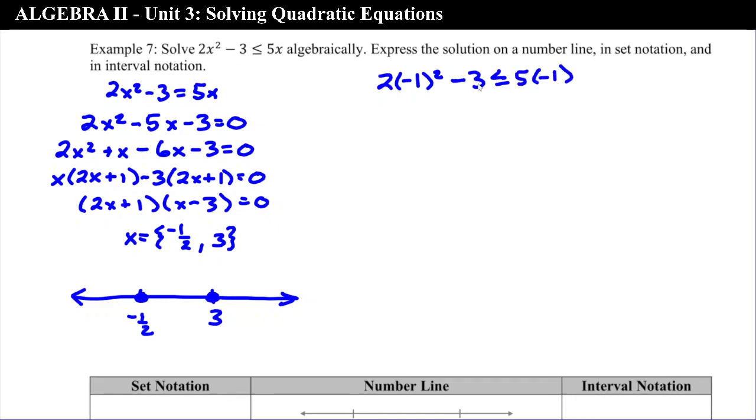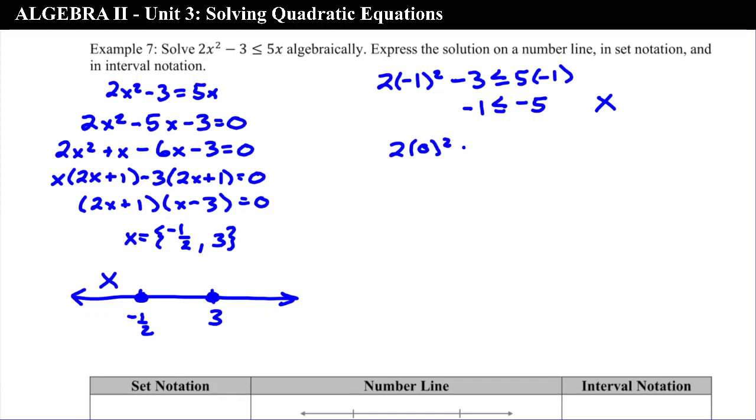Well, when you do that, on the left-hand side you get -1. On the right-hand side, you're going to end up with -5. And that is false, because -1 is actually larger than -5. So we're going to put an x there, and we'll move on to 0 as our next test point.